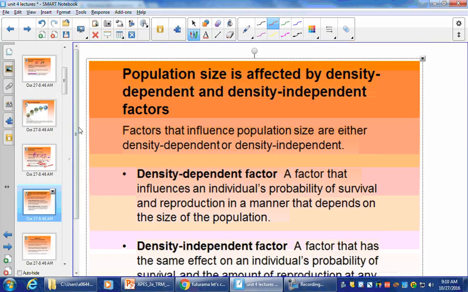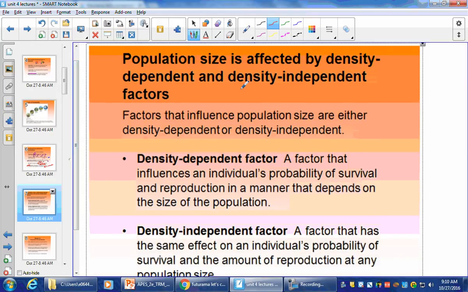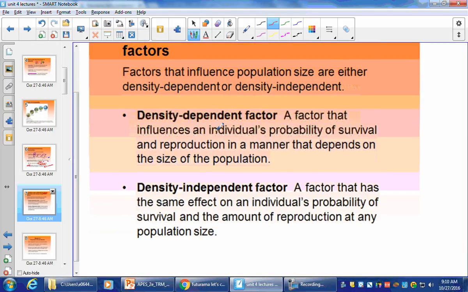It's great. All right. Population size is affected by density dependent and density independent factors. So this is in your reading packet right here. Let's look at the density dependent factors. These are your pluses and minuses, your inputs, right? A density dependent factor is a factor that influences the probability of survival and reproduction in a manner that depends on the size of the population.